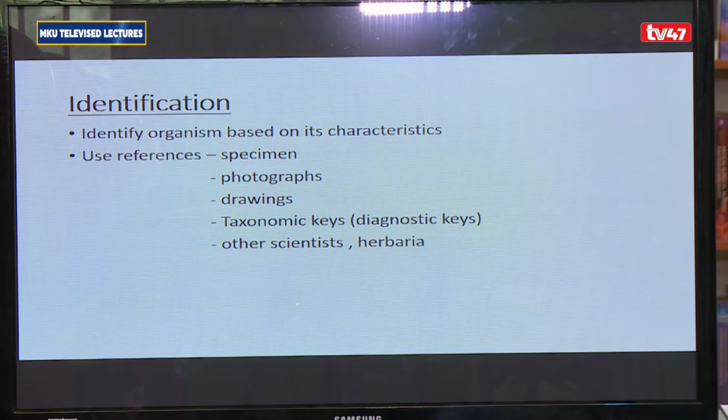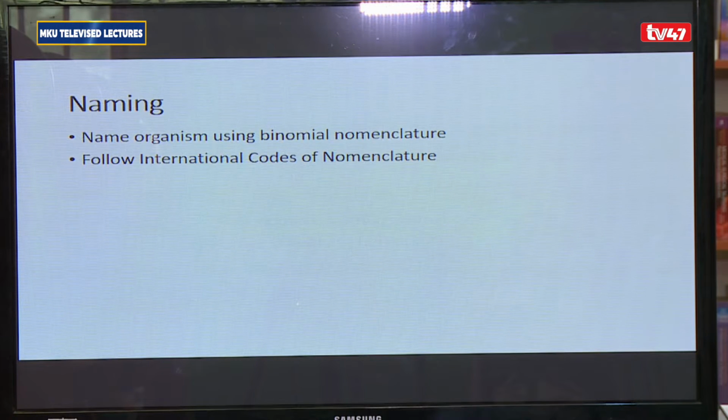The third activity was naming of the organism. As you name the organism, we are not talking about the common name. Here, we are talking about the scientific naming of the organism, and we name it using binomial nomenclature, which is a system of scientific naming of living things. As we name the organism, it is guided by certain criteria. The guidelines provided in naming organisms are provided in what we refer to as international codes. So you name it guided by the international codes of nomenclature.